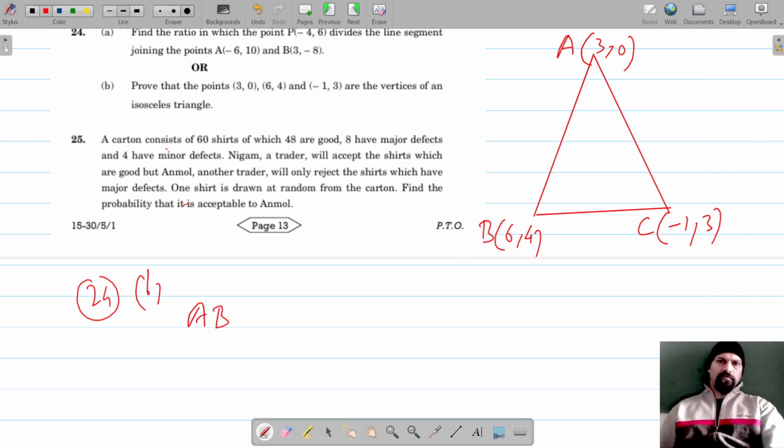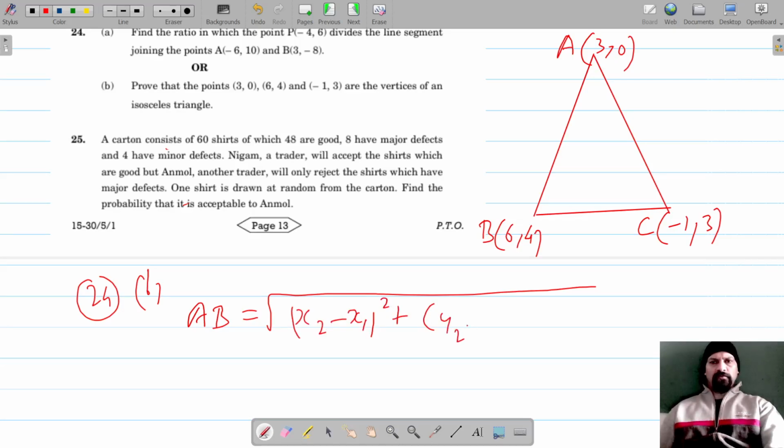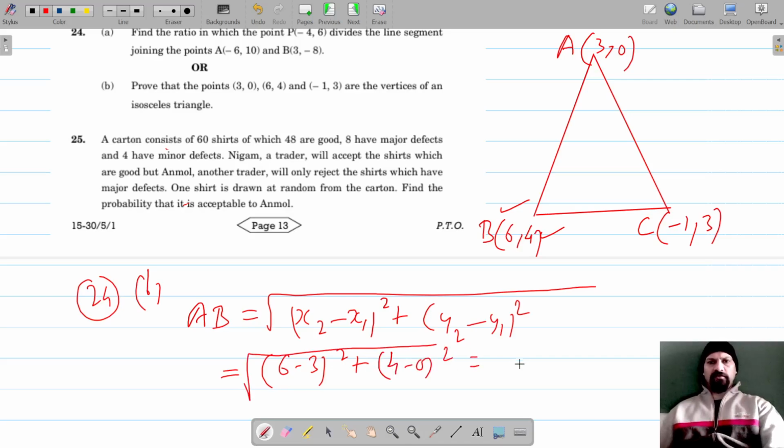So let's find out the length of the sides using the distance formula, which is the square root of (x2 minus x1) the whole square plus (y2 minus y1) the whole square. For AB, x2 is 6, so this is (6 minus 3) the whole square plus (4 minus 0) the whole square under root. 6 minus 3 is 3, squared is 9, 4 squared is 16. So this is the square root of 25, which is equal to 5.